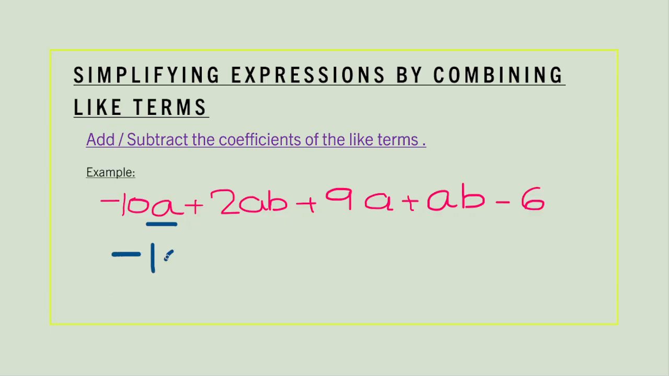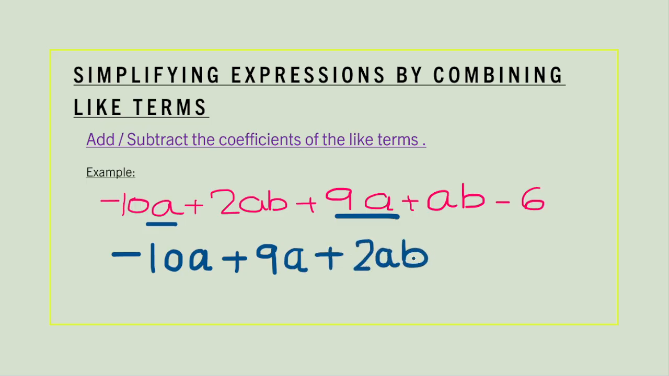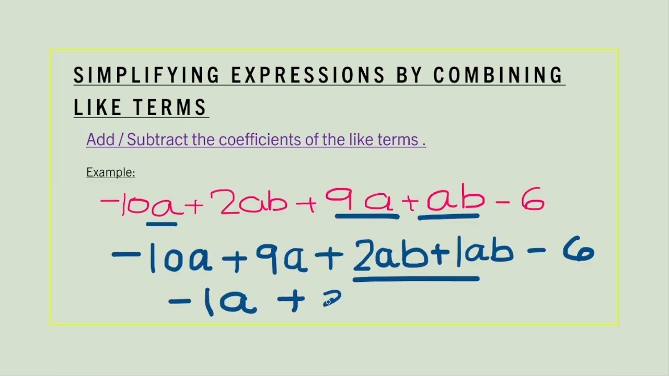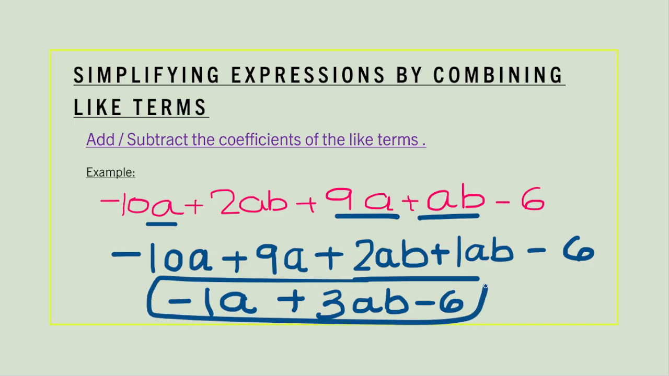That means minus 10a is a like term with 9a. Then comes plus 2ab. Since here no coefficient is written, I can write plus 1ab, minus 6. Minus 10 plus 9 is minus 1a. Plus 2ab plus 1ab is 3ab, minus 6. So this becomes your answer where we combined all the like terms.